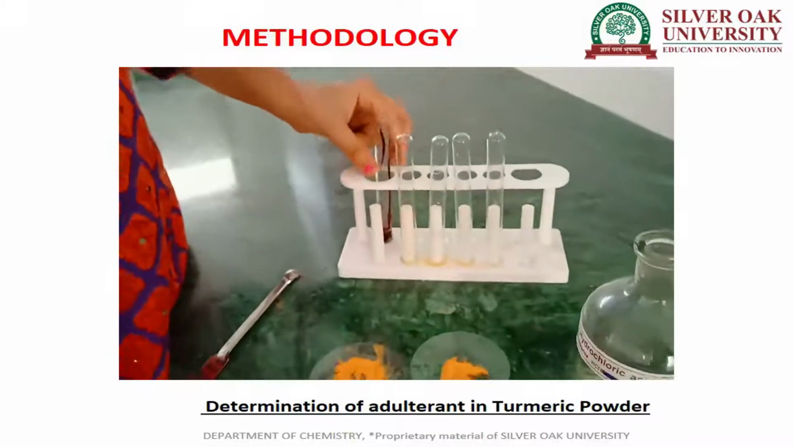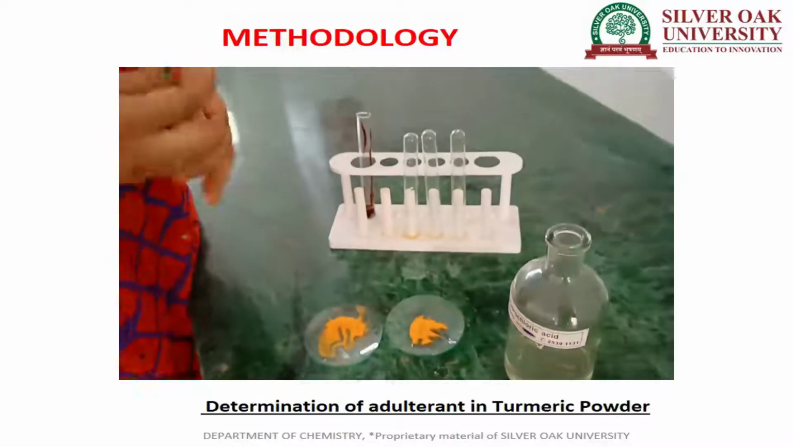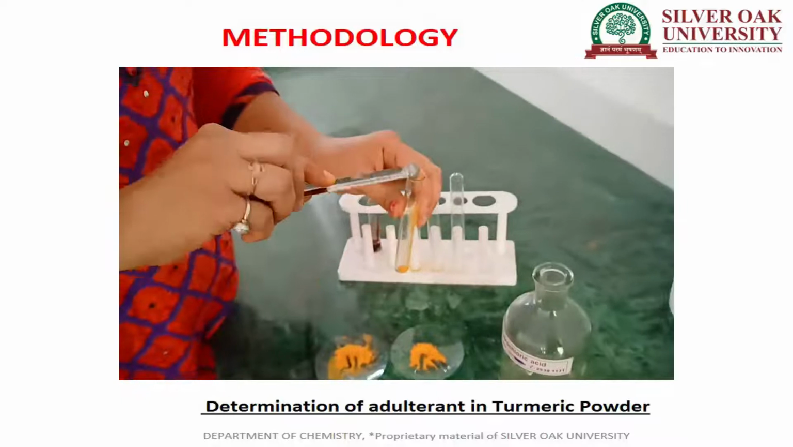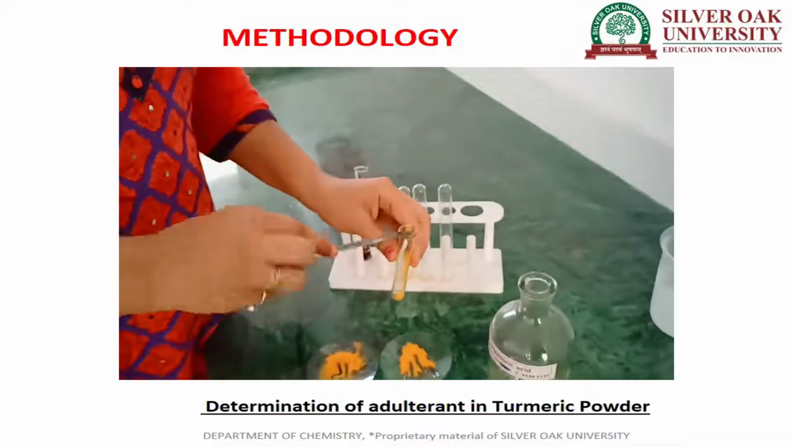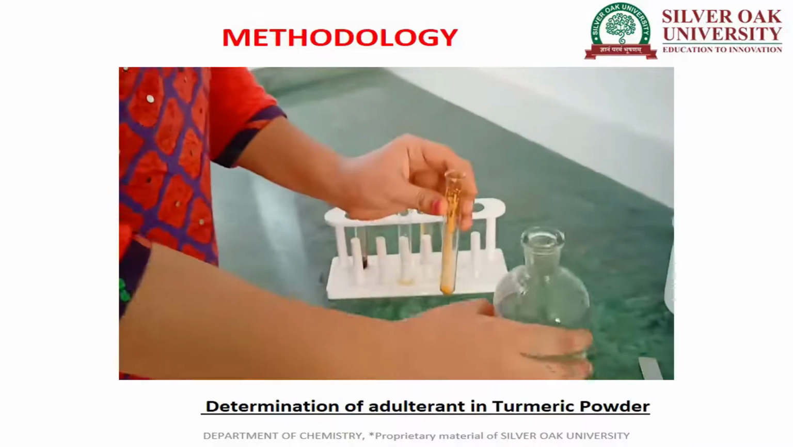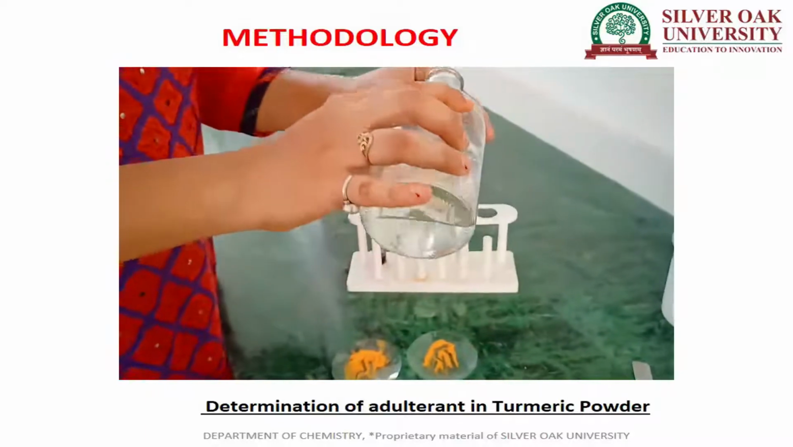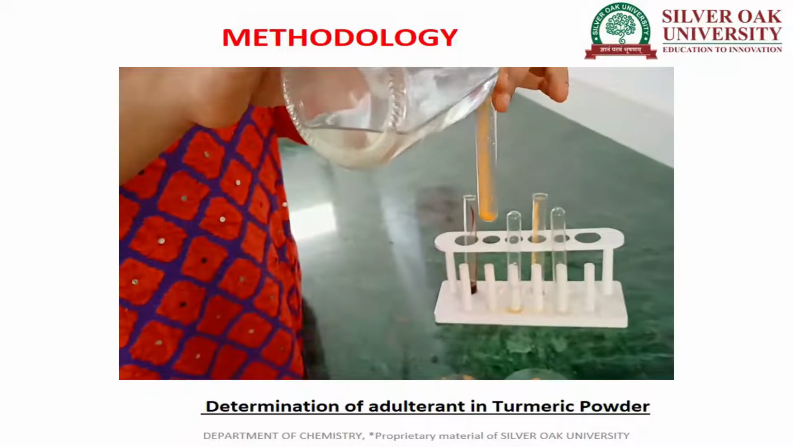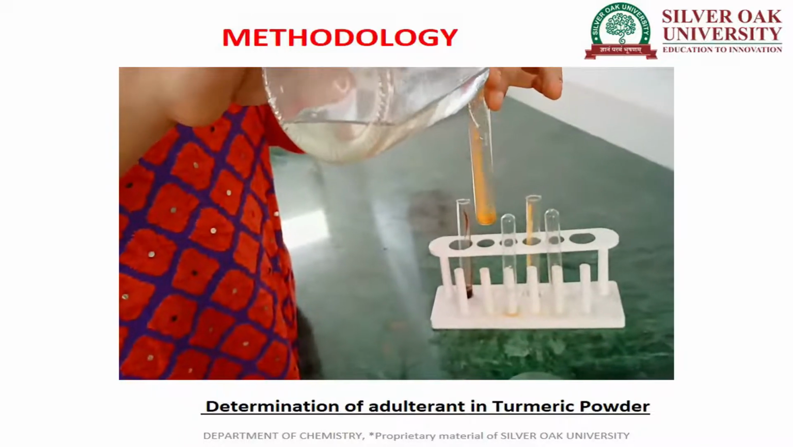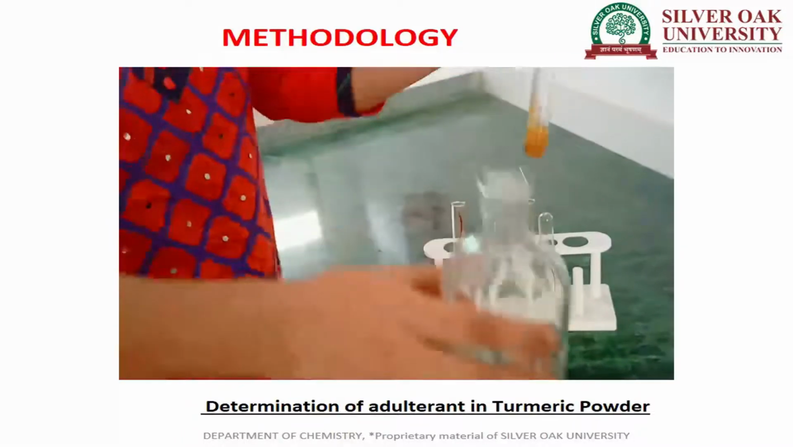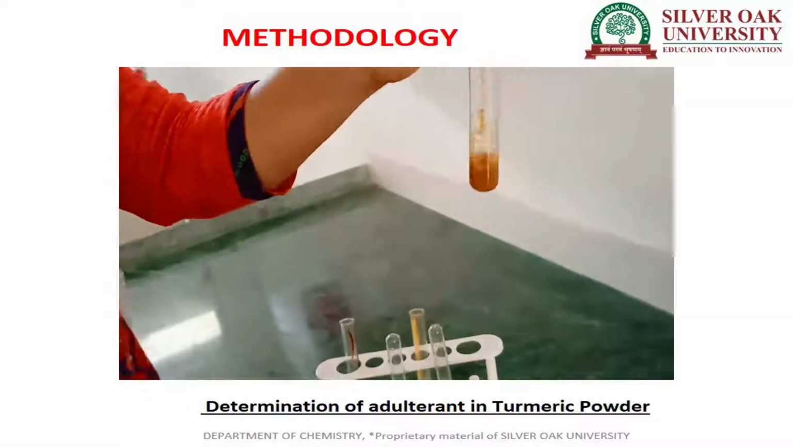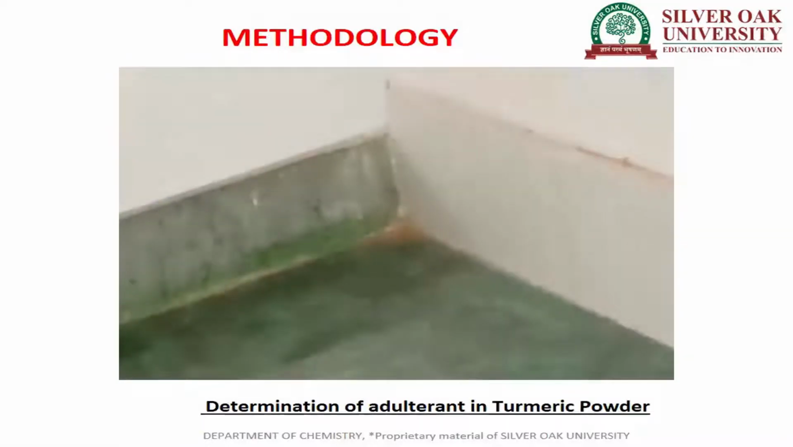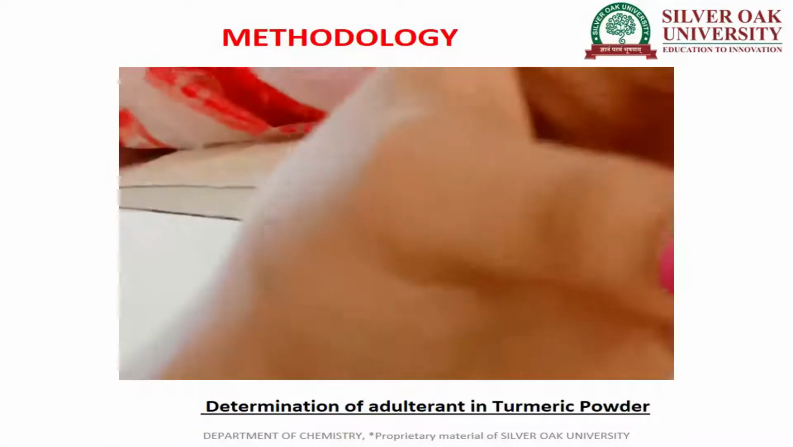Now let us check the second sample in a similar way. So now we will add HCl to it and observe whether there is a magenta color or not. As you can see, on addition of HCl, no magenta color appears, which means that the second sample of turmeric is pure.